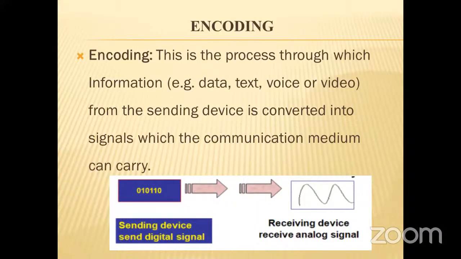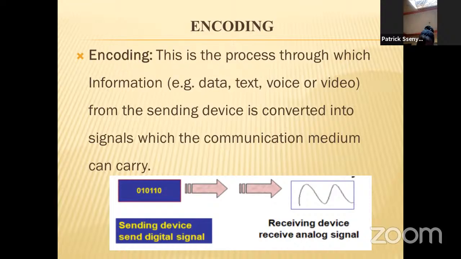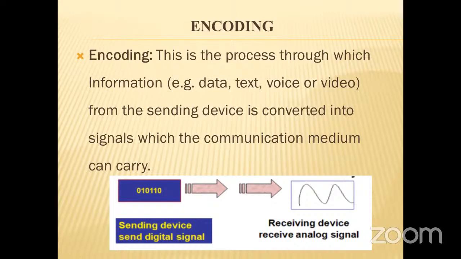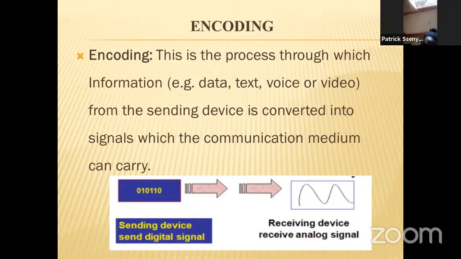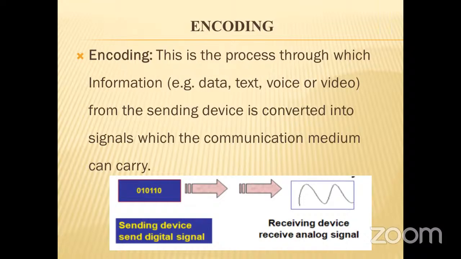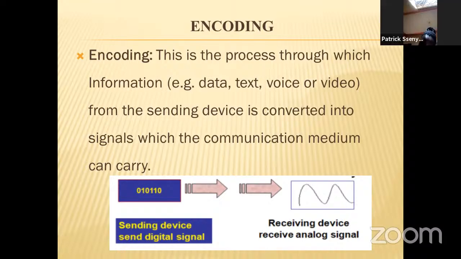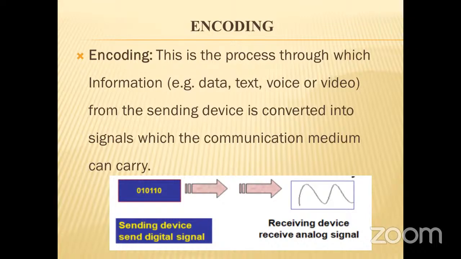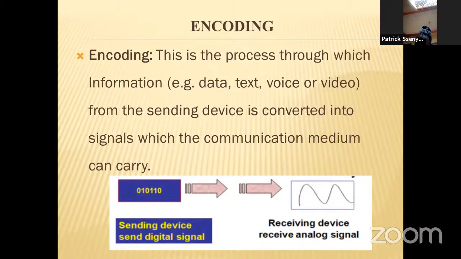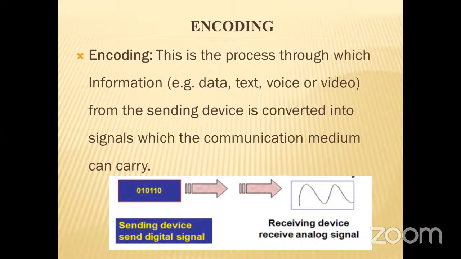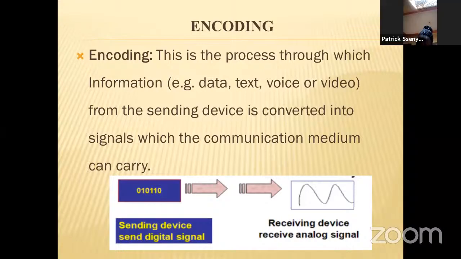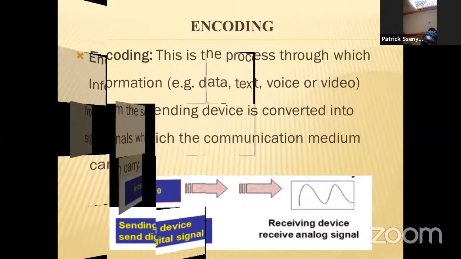As we see there on the screen, it is the process through which information from the sending device is converted into signals which the communication medium can carry. So for this case, the communication medium can carry only signals that are in analog form. So that's why it is supposed to be converted from the digital signal to the analog signal for it to be transmitted. Any question about encoding?